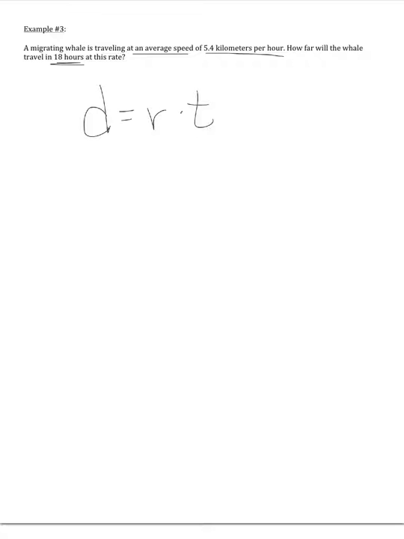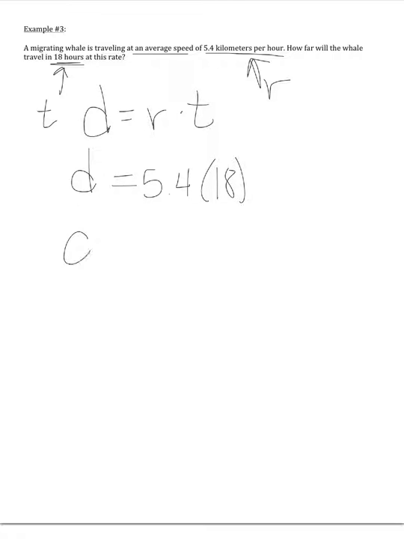So it tells me that she's going 5.4 kilometers per hour. So that would be the rate, the speed. And it tells me that she has traveled for 18 hours. So I'm going to put 5.4 in for R and 18 in for T, and that would give me the distance. So 5.4 times 18 ends up giving me 97.2. Since the 5.4 was in kilometers per hour and then it was 18 hours, I know that my label on this would be kilometers.